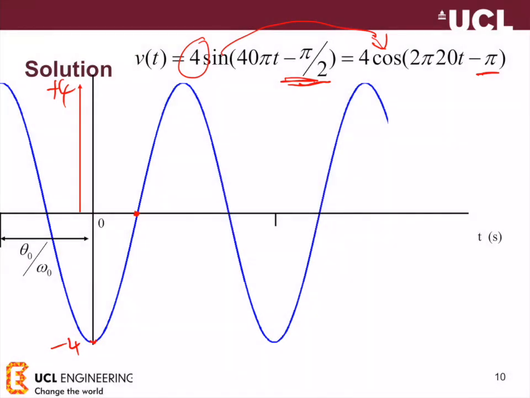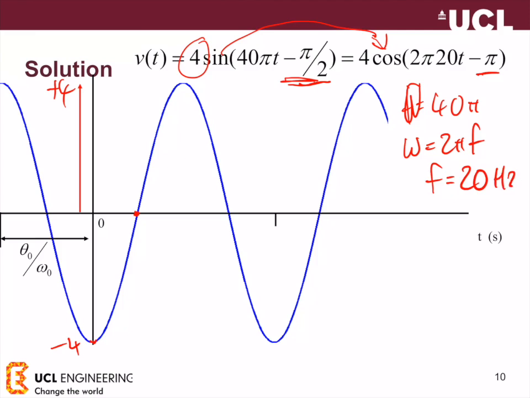We also need to know about our number of cycles. So we have 40 pi here, and this is omega, our angular frequency. Well, we know that to convert between the two, omega is 2 pi f. So f is just going to be omega on 2 pi. So our f is going to be 20 hertz.